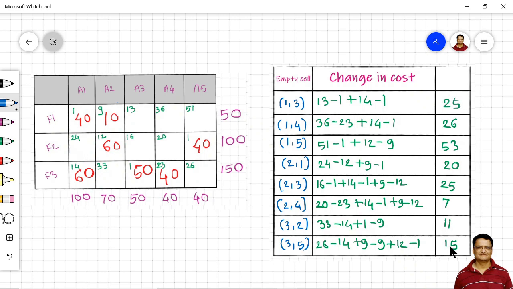If you look at all these values that we have evaluated for the change in cost, all the values are positive, meaning that if you allocate something at this point, the change in the cost will be positive and there will not be any reduction in the total transportation cost. So we can say that the solution we have got here is the optimum solution, and the transportation cost which we get with this solution is the minimum transportation cost. So in this way we have evaluated the total transportation cost and optimum solution with the help of the stepping stone method.